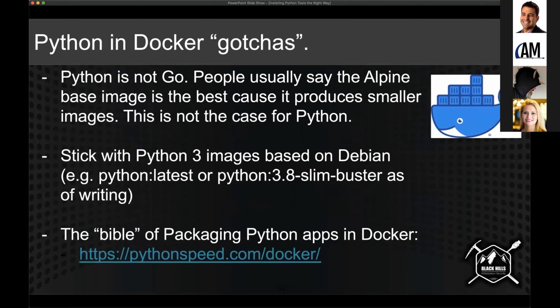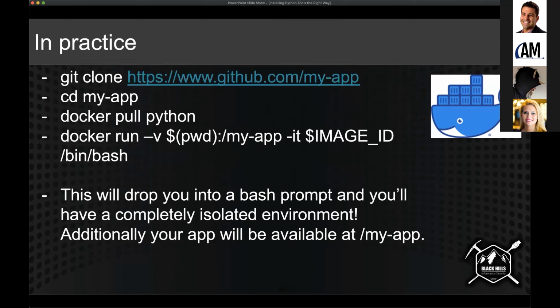There are a couple of Python in Docker gotchas. You can use that link there, which is basically the Bible of how to package Python apps properly in Docker. It has super amazing resources, but really quickly, don't use Alpine images to package your Python apps in Docker. Only stick with Debian-based images because Python is not Go. They're different languages, so they just work. You're not going to get slimmer images even though you're using the Alpine image. Just, quick on that. And in practice, this is how you would actually run a Python app in Docker.